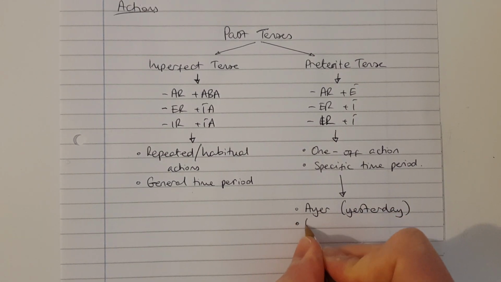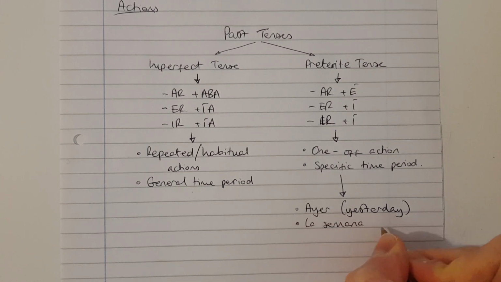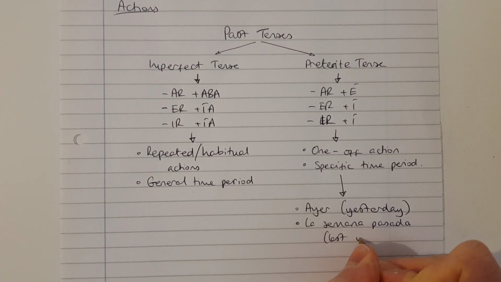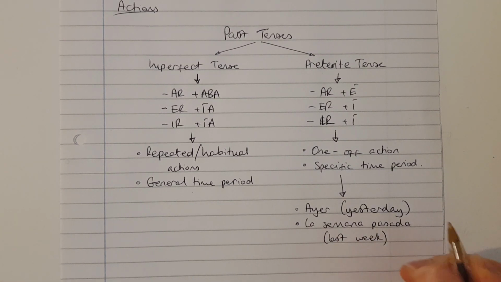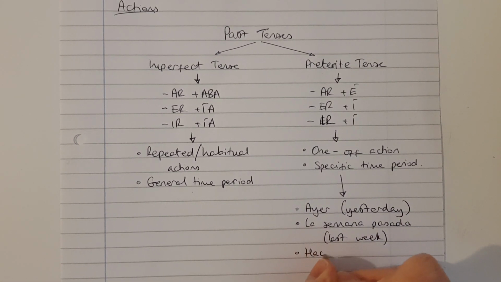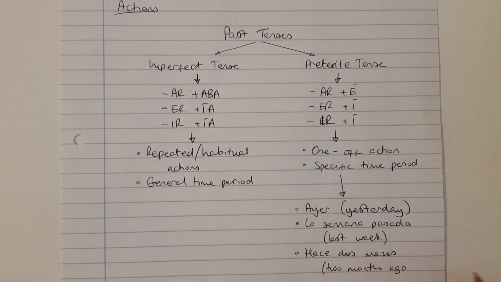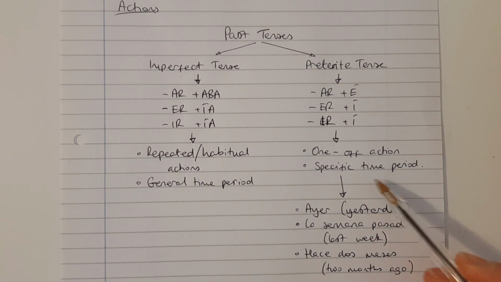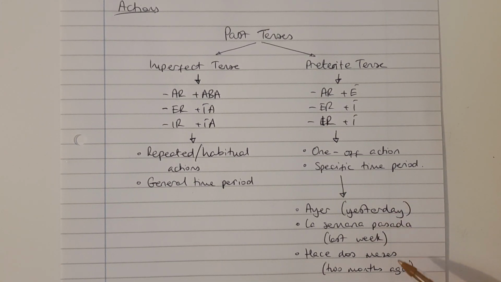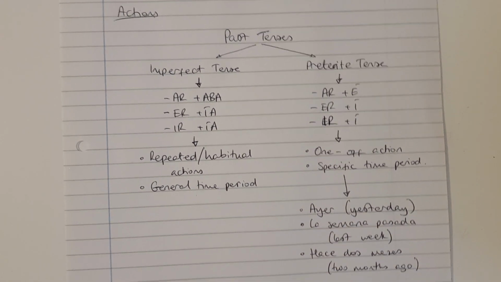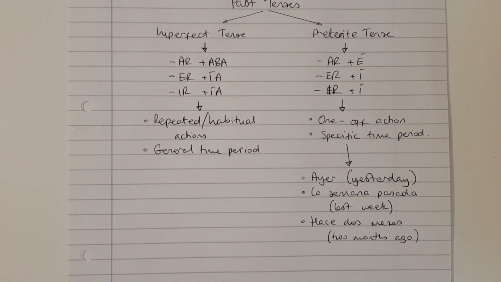We could have la semana pasada, meaning last week. We could have something like hace 2 meses, meaning 2 months ago. Remember, hace followed by a number or a time phrase refers to ago. And all of these are examples of specific time periods. Okay, yesterday, last week, 2 months ago. These are time periods that let you know exactly when something happened.